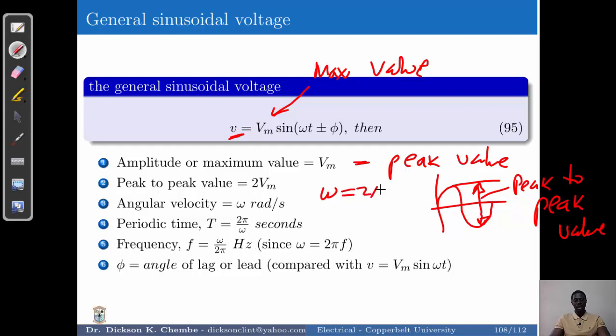Angular velocity is 2 pi f, and from there you can also find the periodic time, because you know that frequency is 1 over the periodic time T. So when you replace f by 1 over T, you can find the periodic time to be 2 pi over omega, which is in seconds. And again, using that same formula, you can find the frequency f to be equal to omega over 2 pi, and this is given in hertz. Phi, like I said, is the angle of lag or lead compared with the reference phasor.